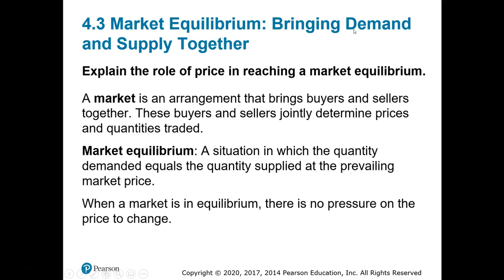Now if we've got the law of supply and the law of demand, we need to put them together and understand an equilibrium, because there's a point at which everybody is happy. And in order to explain that, we've got to bring them together. By explaining the role of price and reaching that market equilibrium, we find out that there is a point at which everybody will agree. So a market's basically an arrangement of buyers and sellers, right?